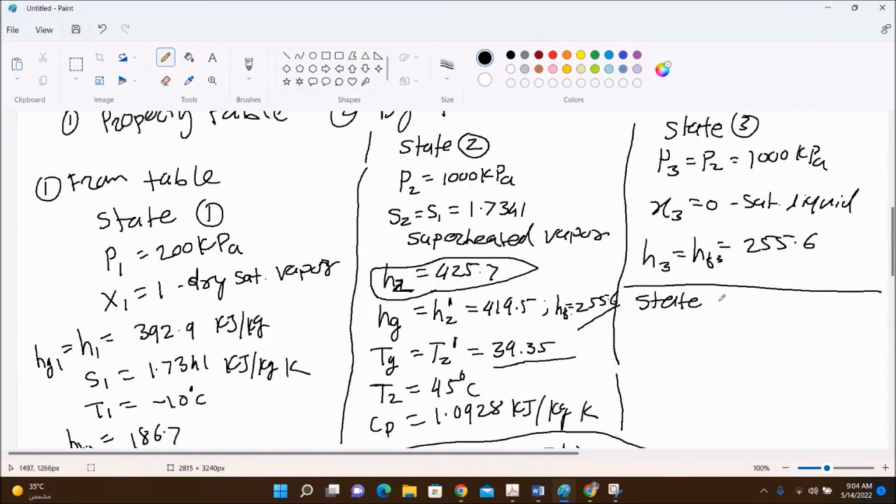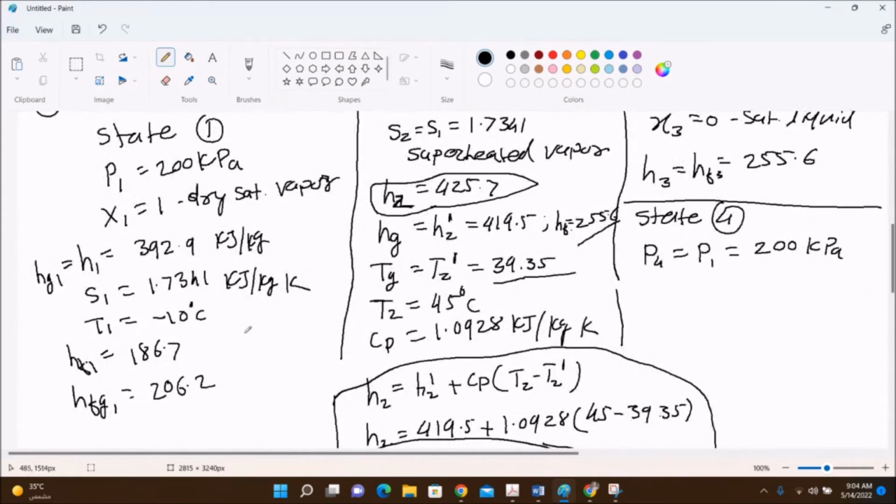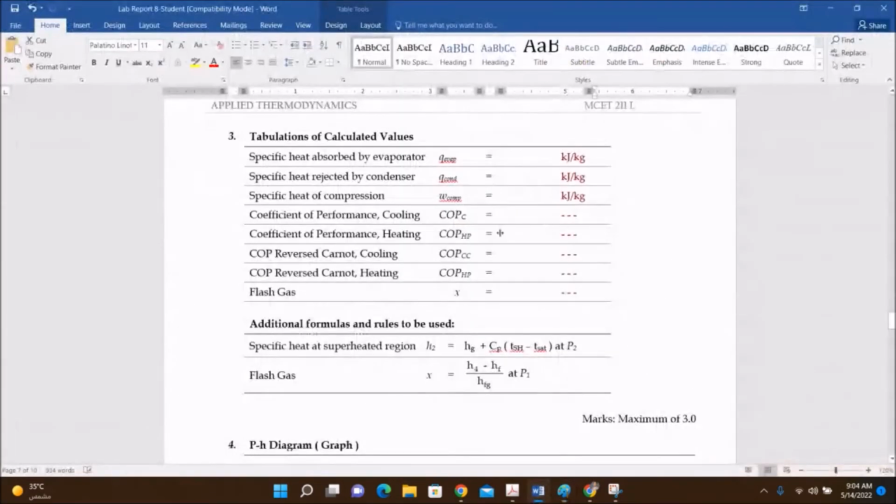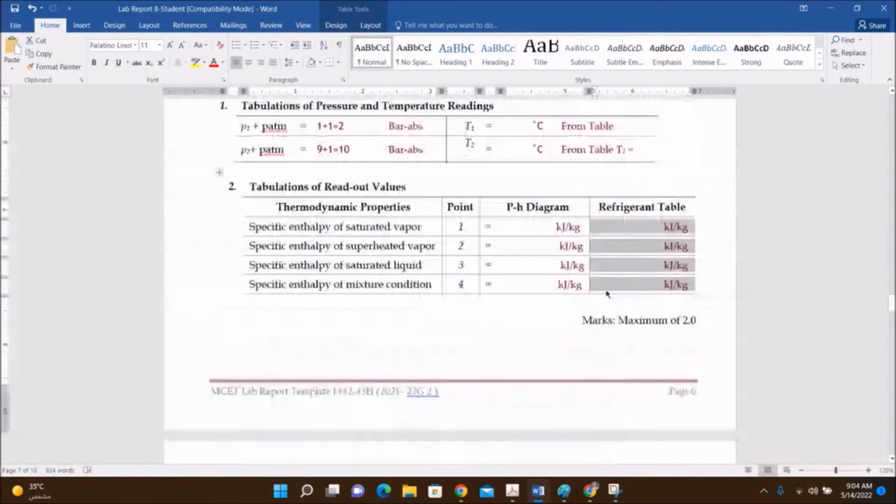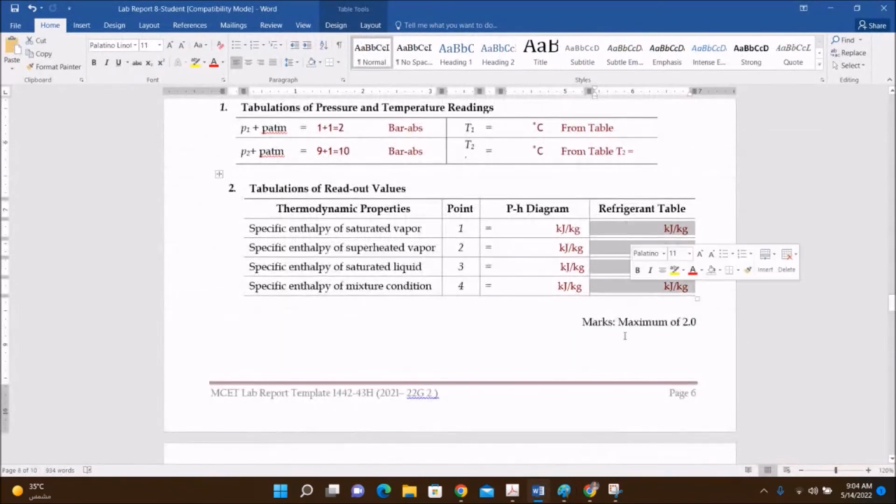Now point 4, state 4. So P4 is equal to P1, which is 200 kPa. I already wrote all the properties at 200 kPa here. So H3 is equal to H4, 256 kilojoules per kg. But it is asked to find X4. How can I find X4? Otherwise I can stop here, but it is asked in the problem. So my target is to find all the enthalpies. Okay, I finish all enthalpies.